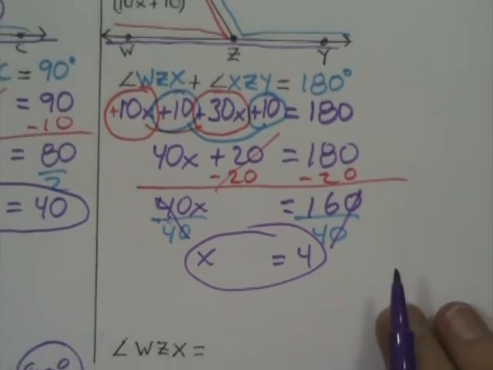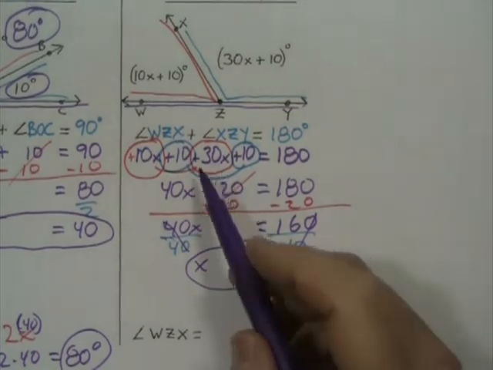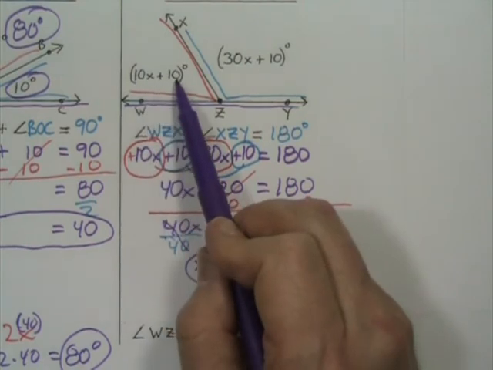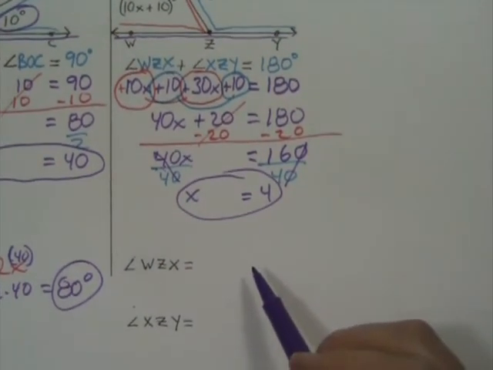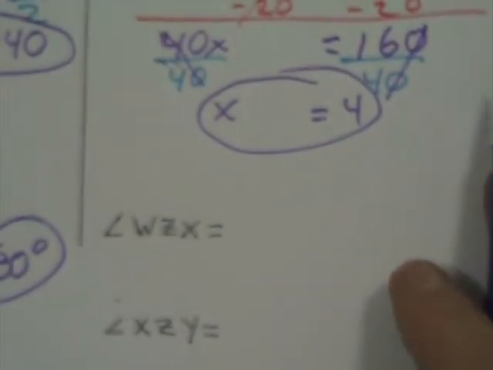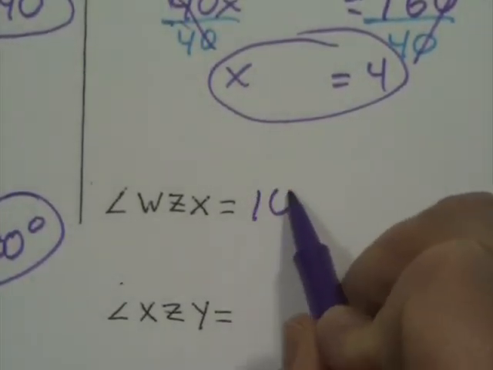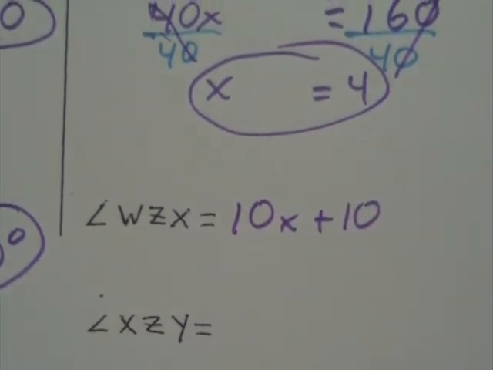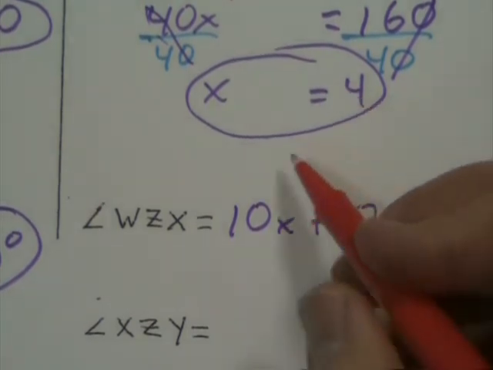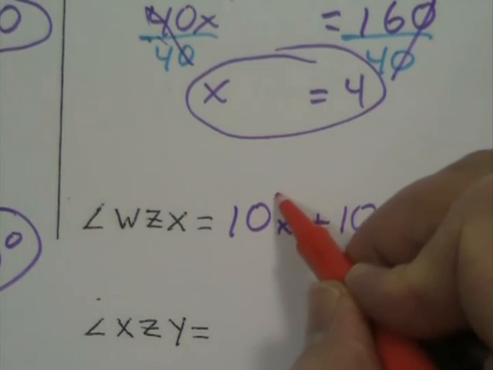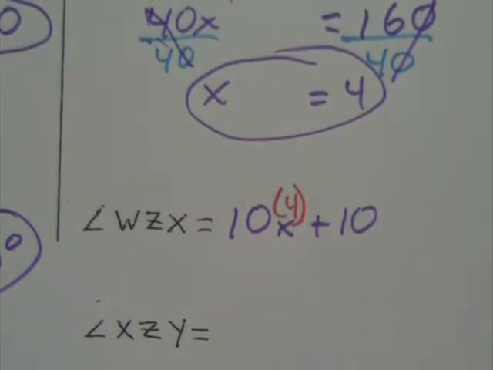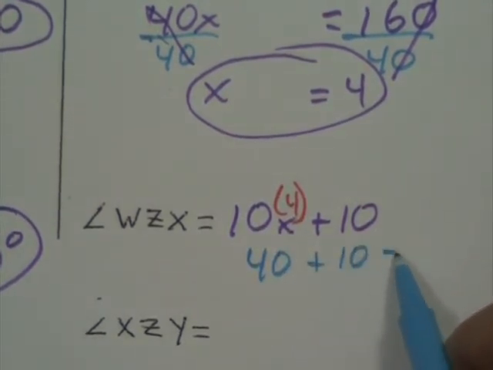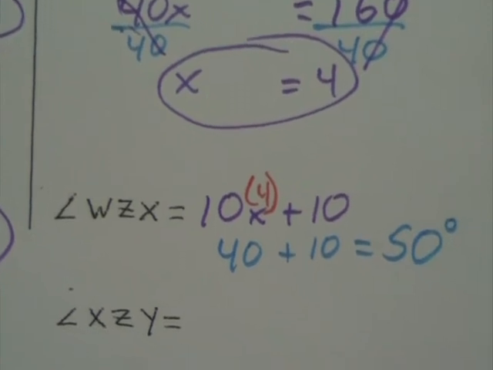So now we need to solve those two angles. Our first angle was this one right here. WZX was 10x plus 10. So what I need to do now is substitute the x with 4. So if I put a 4 in there, you can see that you're going to have 10 times 4, that's 40, plus 10, that's 50. 50 degrees.